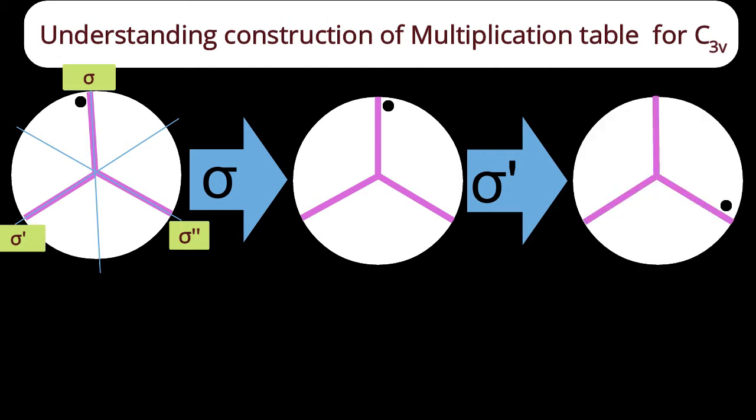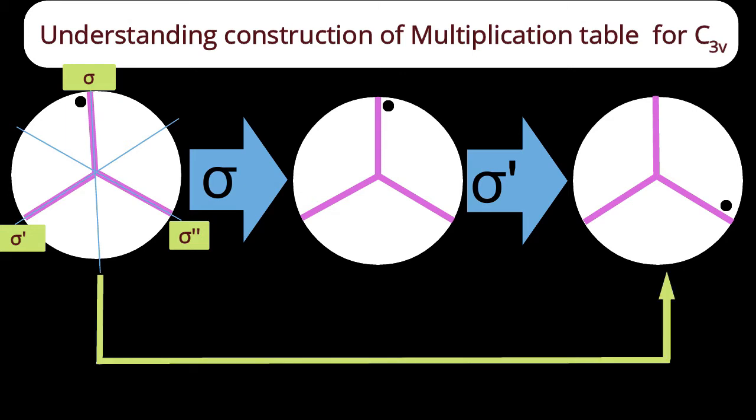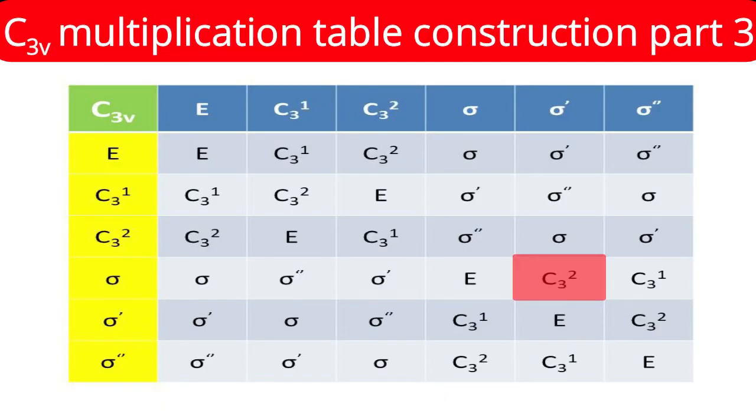Yes, as a result, now the knot is to the upside of the right side bar. From the original structure, how can I obtain this resultant structure? What's your answer? Yes, it's the result of C32 operation. Conclusion: sigma into sigma dash is equal to C32. The multiplication table also agrees with that. Sigma into sigma dash is equal to C32.